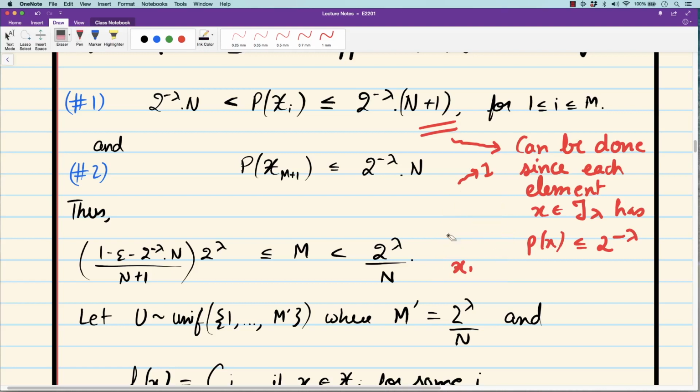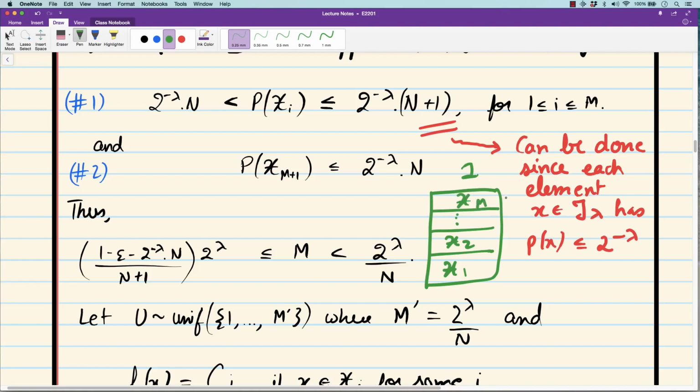So maybe I should use a different color for this. So once again, this is our box of mass 1, and we are filling it with these parts, x1, x2, and so on up to xm. The total mass of these parts is at least 2 to the power minus lambda times n, times m, and this must be less than or equal to 1, because the total probability is 1 and they're all disjoint, so this just adds. So m must be less than or equal to 2 to the power lambda by n. That's the best you can do.